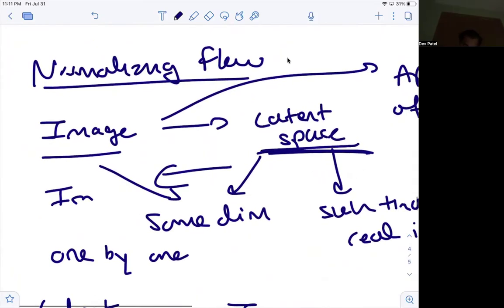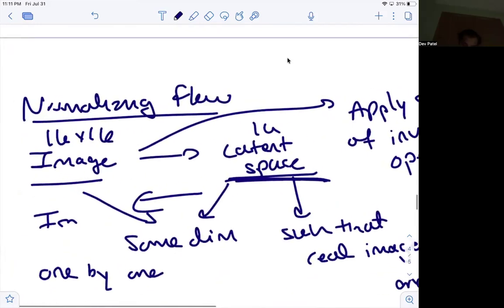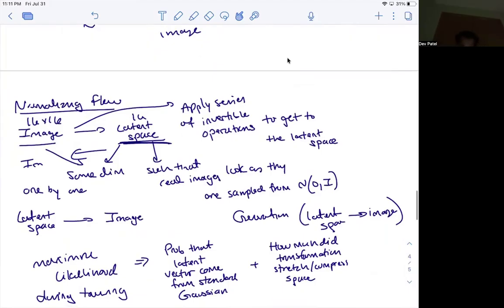So if the latent space is 16 by 16, the image also has to be 16 by 16. Because if they're not, some information is lost or compressed, so it's not perfectly invertible. That's why we need to have the same dimensions. Then we apply this series of invertible operations to get to the latent space.